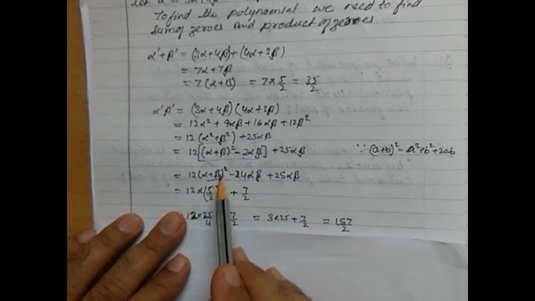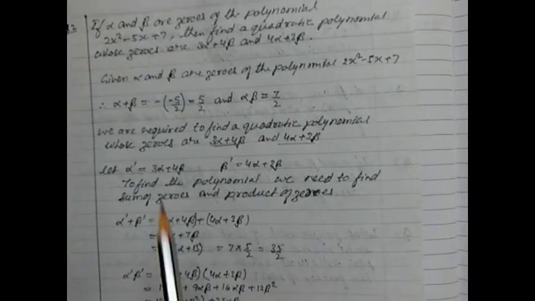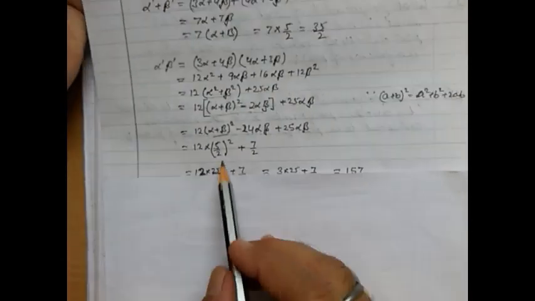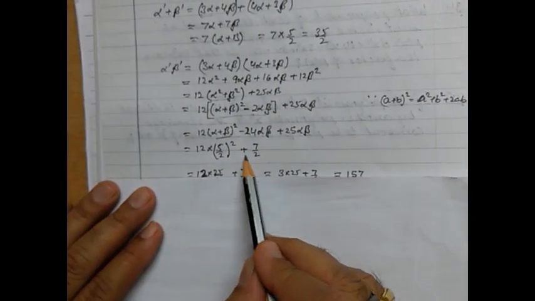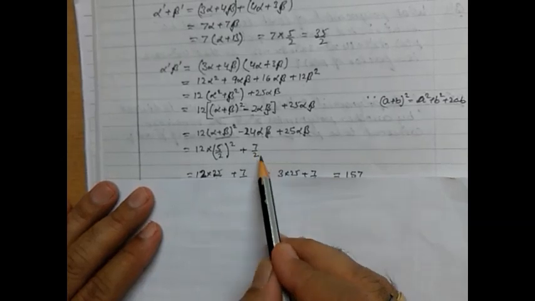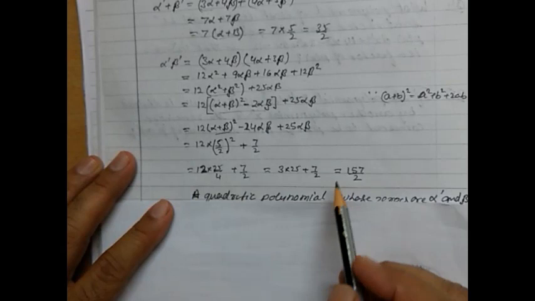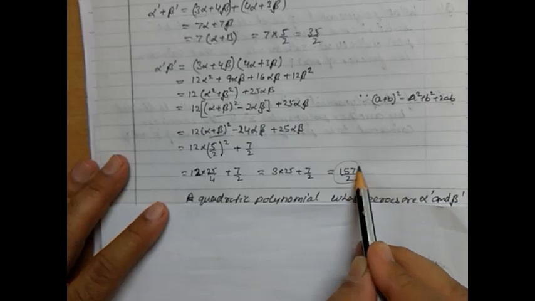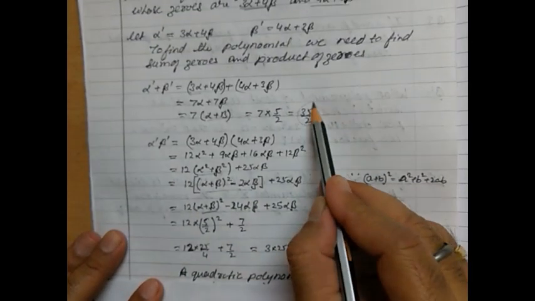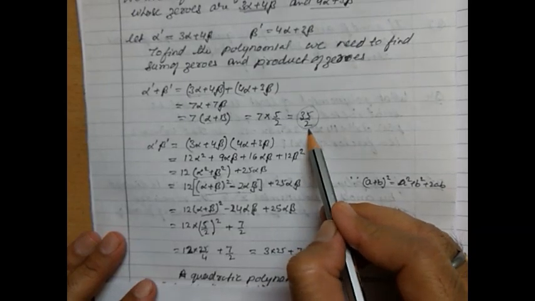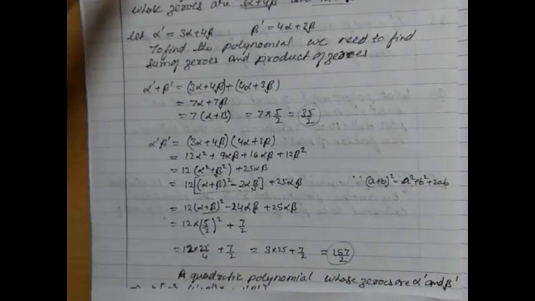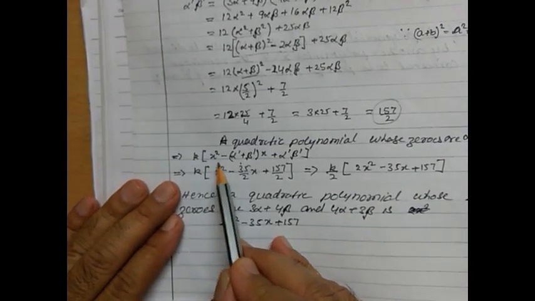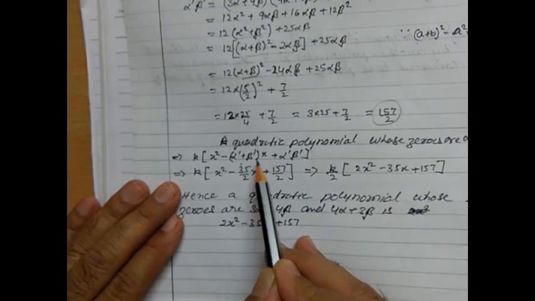So here, again we will take the value of alpha plus beta, that is the sum of the zeros of the given polynomial. So here we get 5 upon 2 whole square plus 7 upon 2, and solving it, we get the product of zeros as 157 upon 2. So we have obtained the product of zeros and sum of zeros for the quadratic polynomial we have to find.